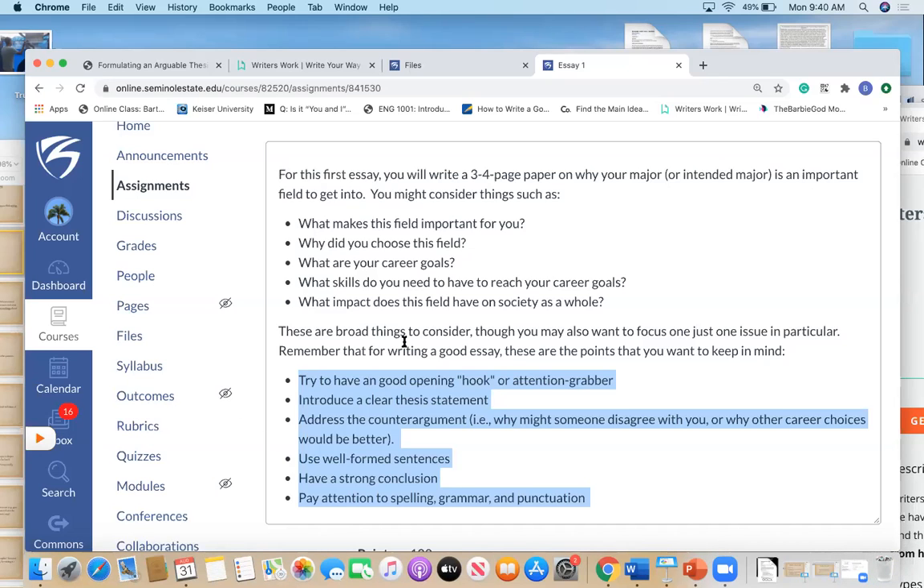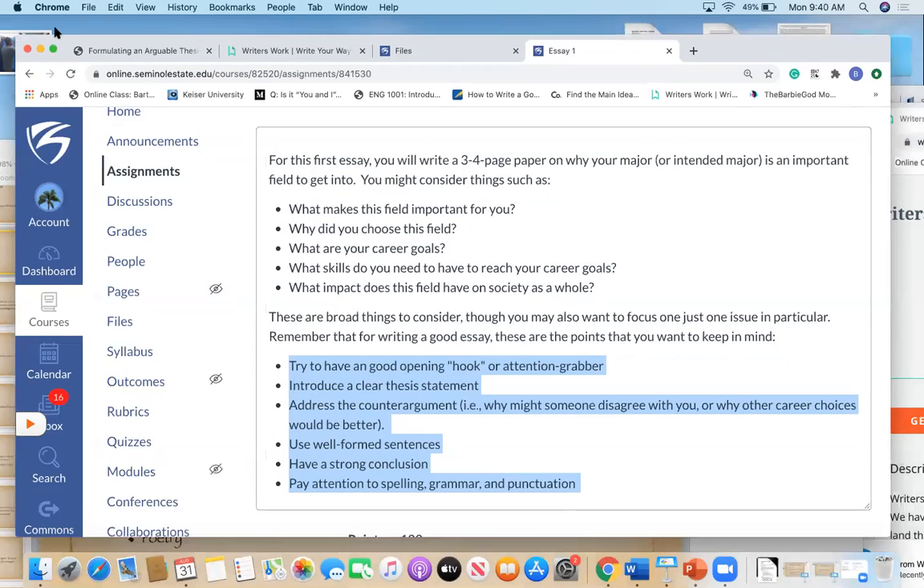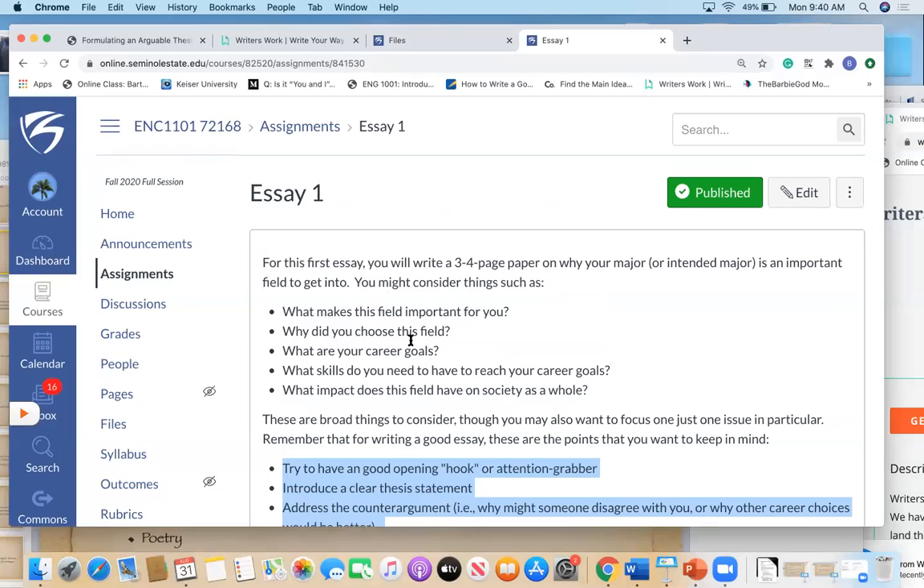Now, the other thing that I wanted to mention about this first paper is that I'm going to actually add a different topic. So I'll do that before you have access to this assignment, but just a heads up as to what that topic is. I'm going to give you the choice.